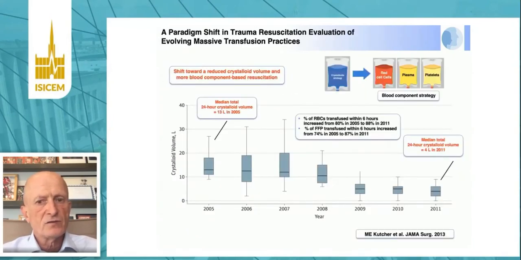So we have to use this high level of ratio, and clearly during the past years, there is a shift from a crystalloid strategy to a blood component strategy, where we give a very earlier red blood cells with a high ratio of FFP red blood cells.